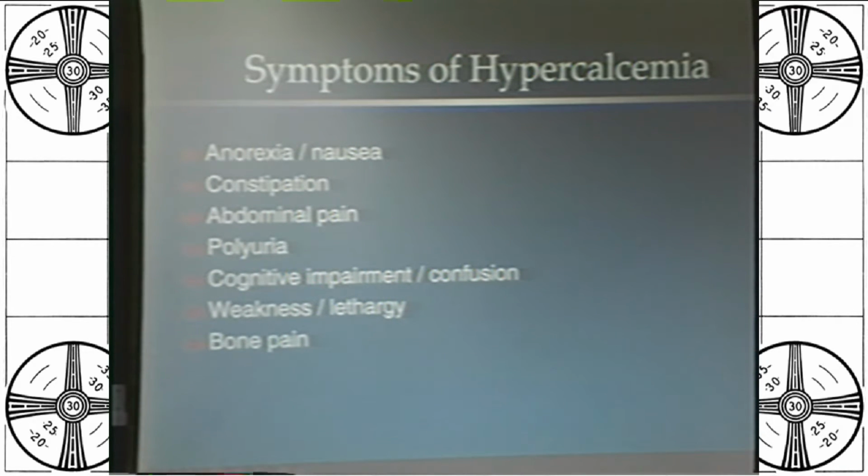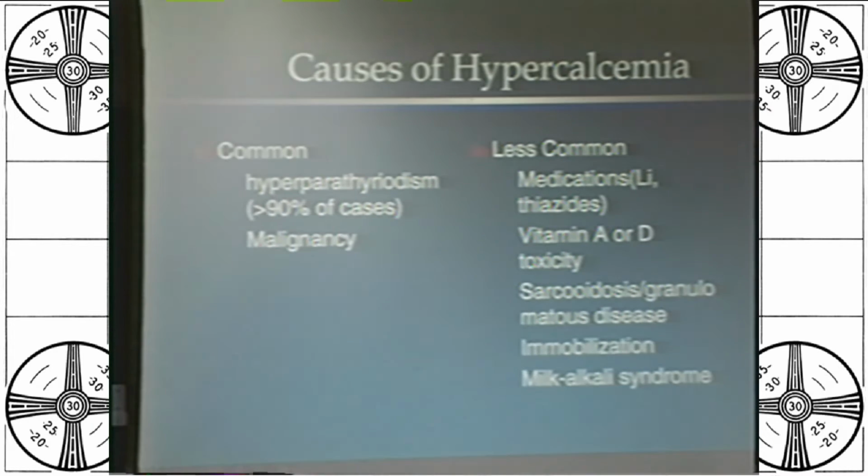Symptoms. The chronic symptoms are mostly GI in nature: anorexia, nausea, constipation, abdominal pain. Bone pain may also occur, and people may develop kidney stones and symptoms from those. The acute symptoms really have to do more with cognitive impairment, confusion, weakness, and lethargy. And like I say, those can be from acute rises in calcium.